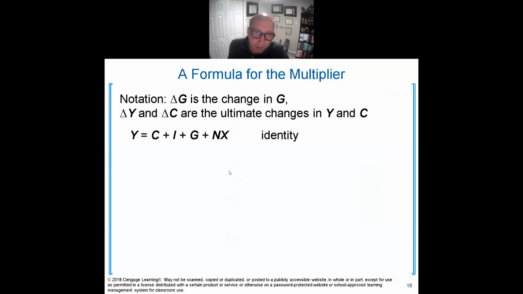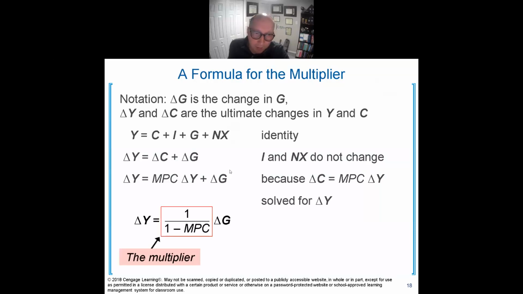The multiplier effect is a relatively complex formula, but I'll break it down for you. The delta sign, that's the triangle. The delta means change. Delta, the triangle, means change. Change from year to year.